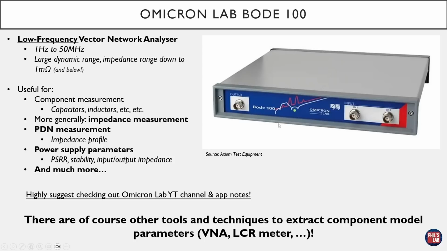Now keep in mind, this Bode 100 is a fairly expensive bit of equipment, and there are of course other tools and techniques to extract component model parameters, such as a typical VNA. Although typical VNAs only have a frequency range that extends down to about 9 kHz, you could use an LCR meter or other methods of extracting capacitance, ESR, and so on. For this video, we'll be using the Bode 100 as this is the gold standard.